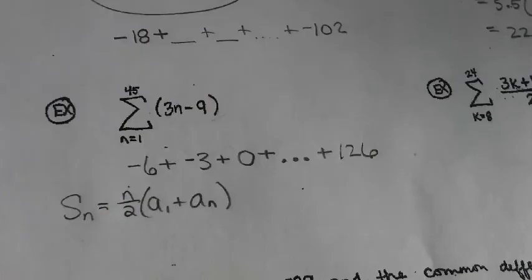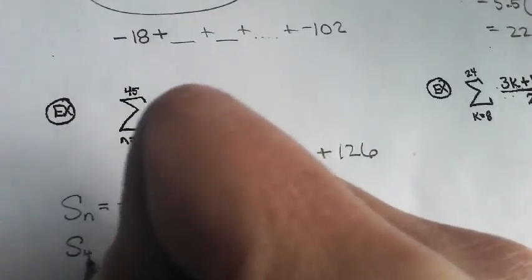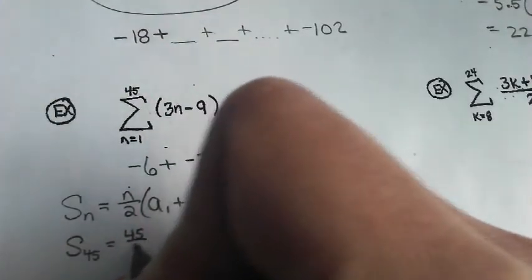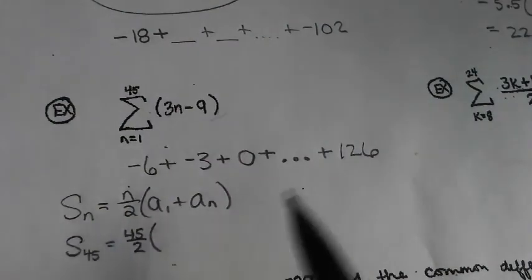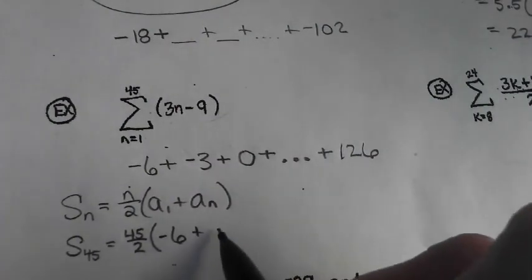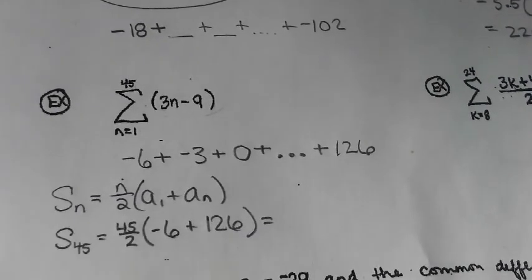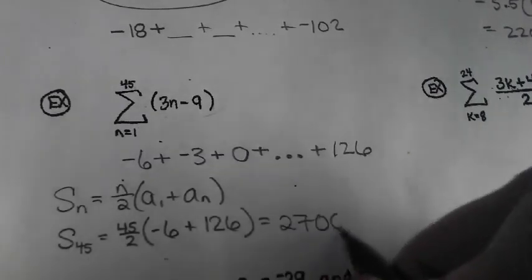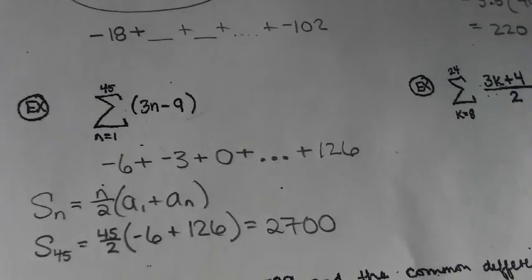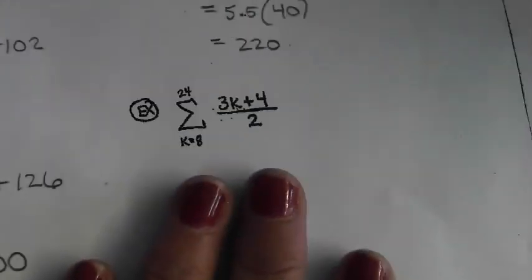This is where that idea from yesterday is going to come in. From 1 to 45, that's 45 plugins. So S sub 45 equals 45 over 2. What's my first term? What's my last term? All calculator. 45 divided by 2 gives me 22.5 times, in parentheses, negative 6 plus 126 gives me 2,700. Okay? Next exercise.